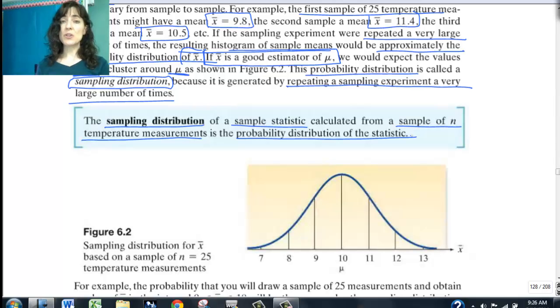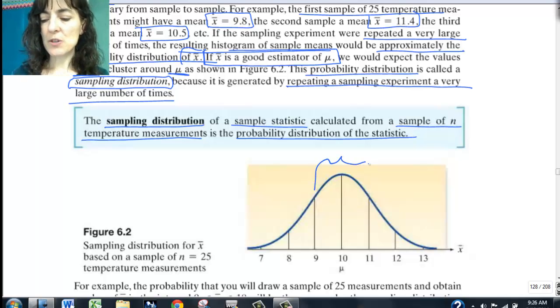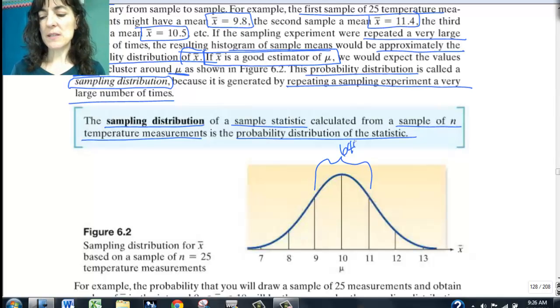So that's good news because it's a probability distribution. Then we can say we expect if we make a measurement of our 25 temperatures that the average is going to be within this interval. Remember, that would be 64% or 0.64 probability. So we know a lot about our distribution if it's the probability distribution there.